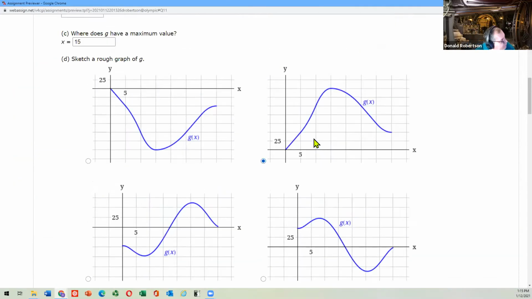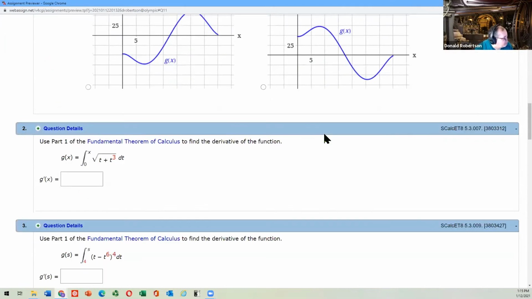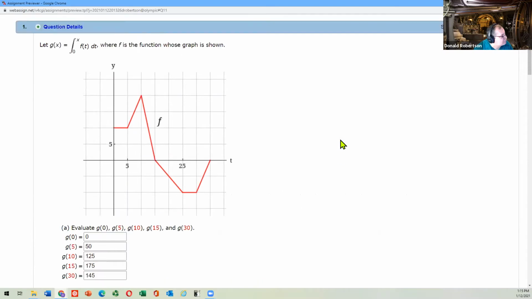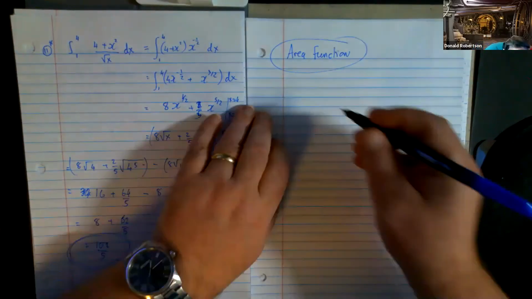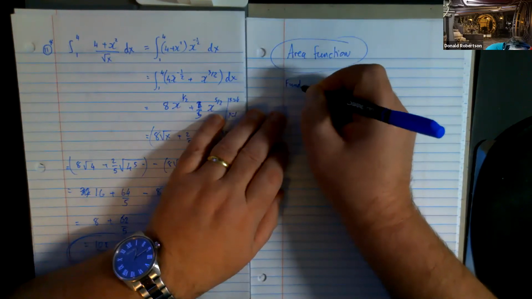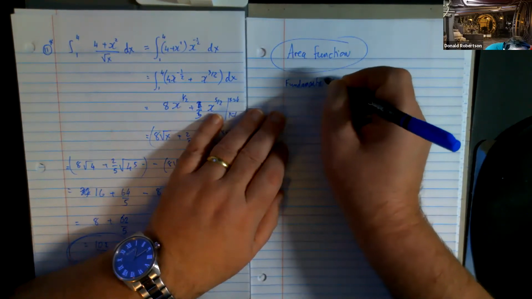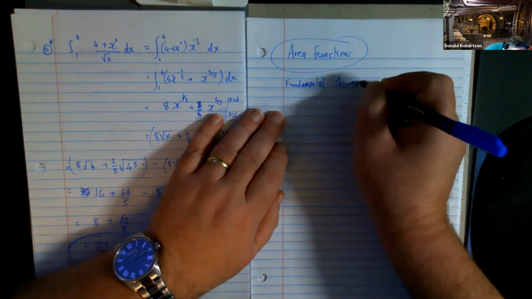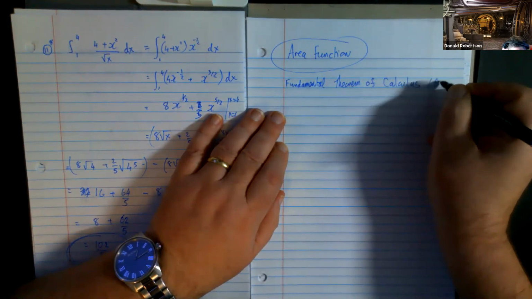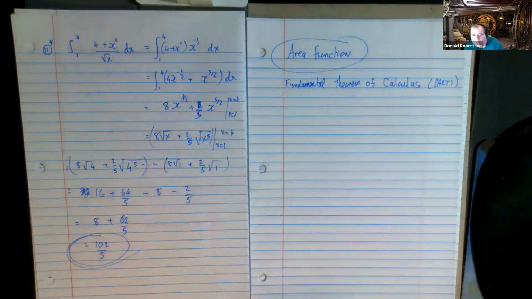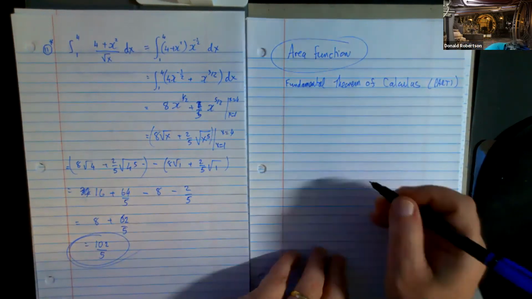Okay, well, that's what an area function looks like. Unless there's another question to do with that, I want to show you the last piece, which is called the Fundamental Theorem of Calculus Part 1. And it says the following.